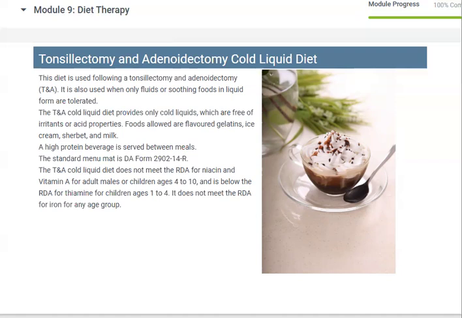Foods allowed are flavored gelatins, ice cream, sherbet, and milk. A high-protein beverage is served between meals. The standard menu MAT is DA Form 2902-14. The TNA cold liquid diet does not meet the RDA for niacin and vitamin A for adult males or children ages 4 to 10, and is below the RDA for thiamine for children ages 1 to 4. It does not meet the RDA for iron for any age group.